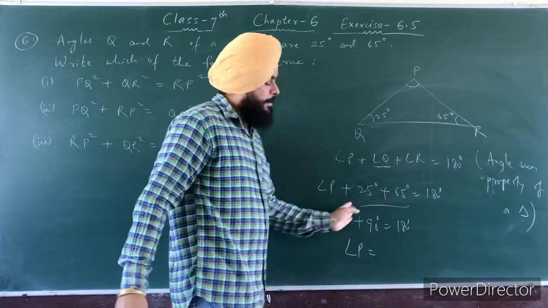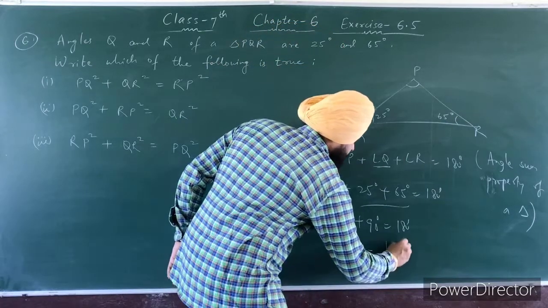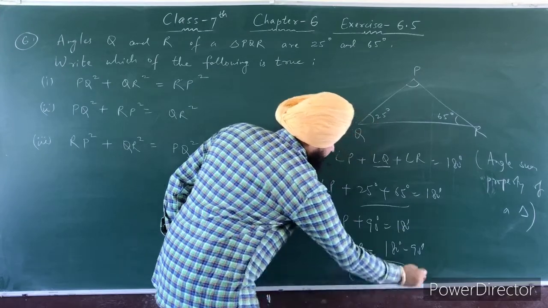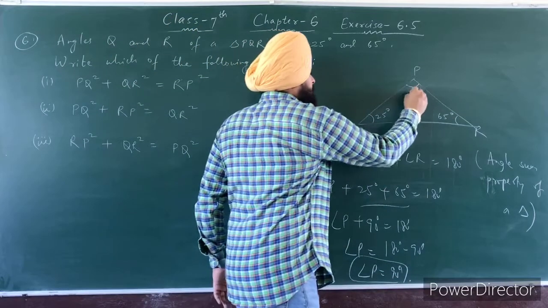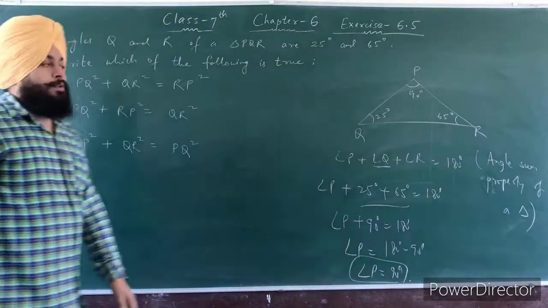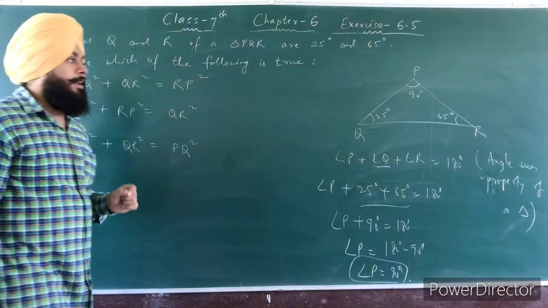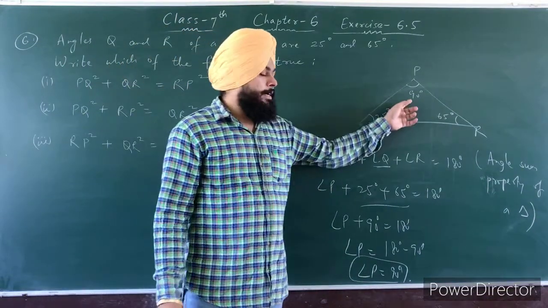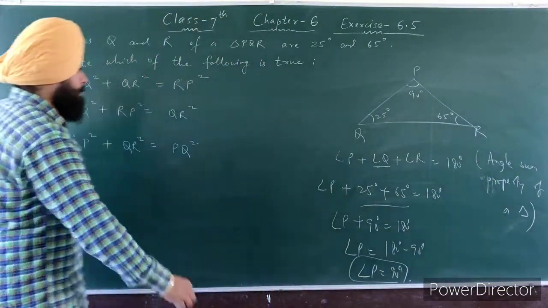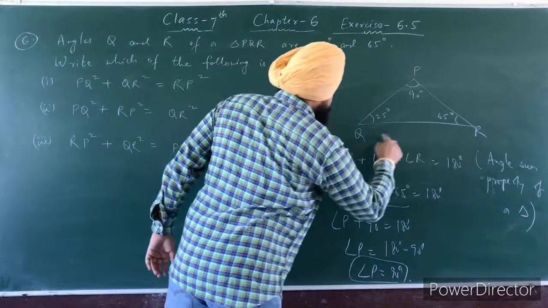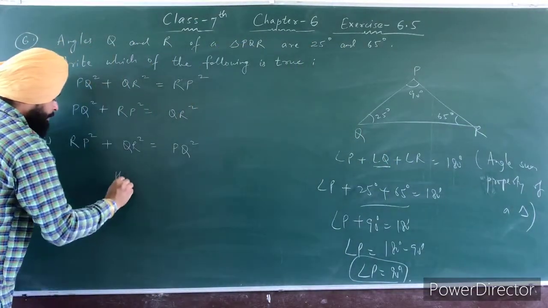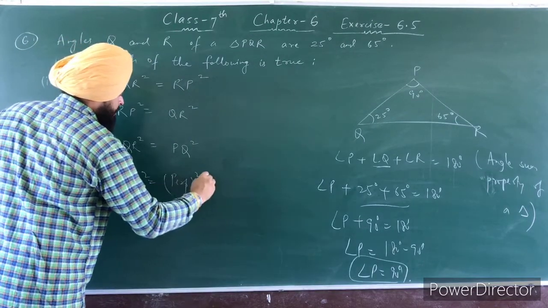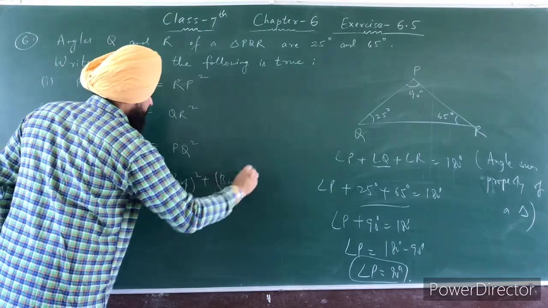Now take this 90 degrees to the right hand side. It is subtracted from 180. 180 minus 90 is how much? 90 degrees. It means the measure of angle P is 90 degrees. So if the measure of one angle in a triangle is 90 degrees, then it is a right angle triangle, and the side opposite to this right angle is the hypotenuse. So this is the hypotenuse. Then hypotenuse square is equal to perpendicular square plus base square.